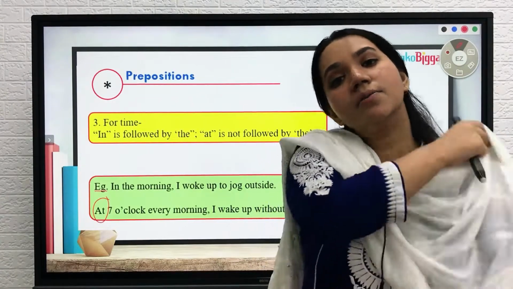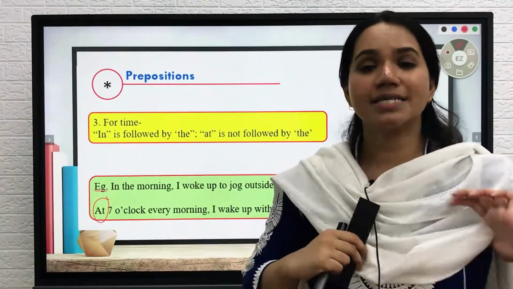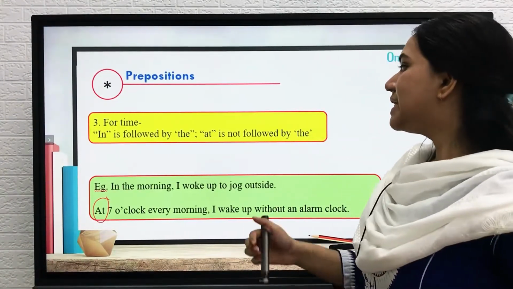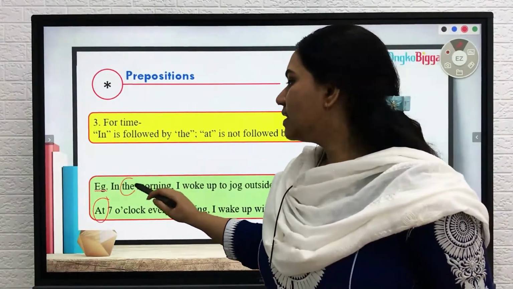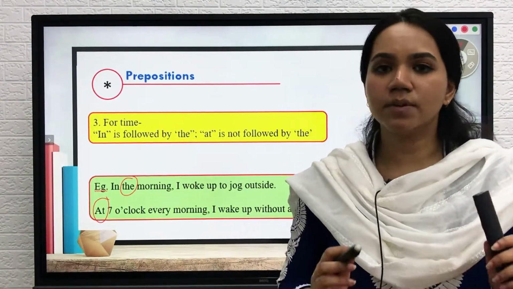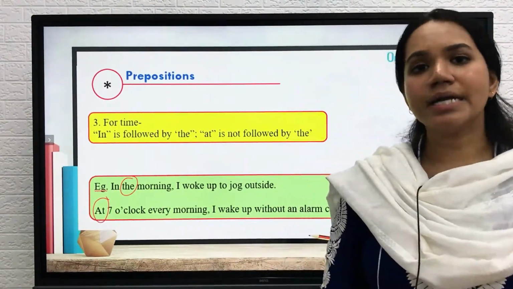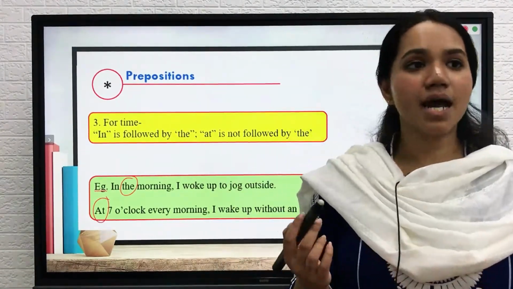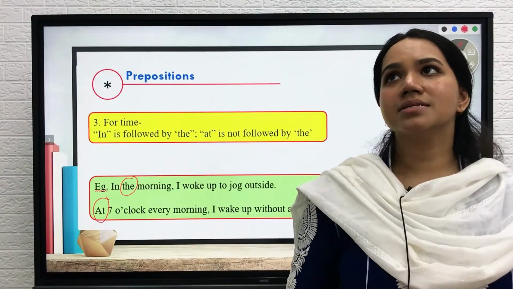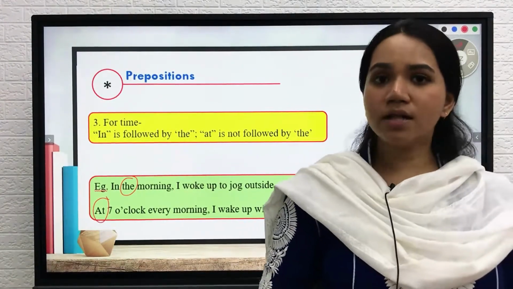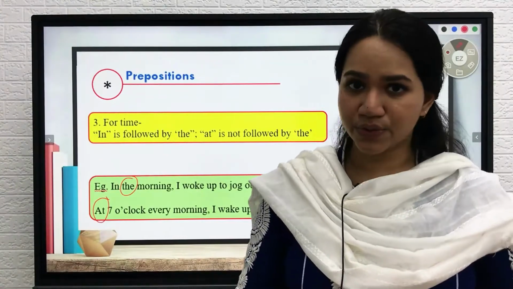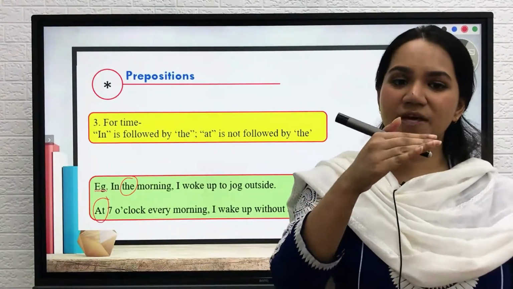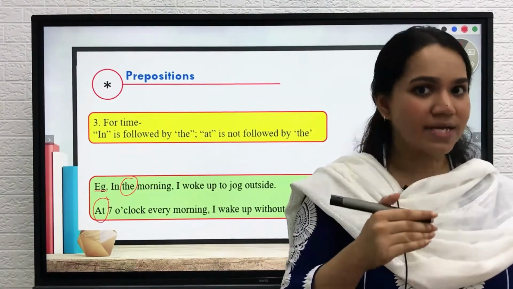If I say in the morning, then in the night, in the midnight, these are also correct. Why? Because in must be followed by the. If I say in morning, that will be wrong as well. Okay? Morning is a very vague term. It's not a specific term. Yes, morning means the time between, let's say, 6 a.m. till 12 p.m. in the noon, right? So in between these hours, there are so many specific timelines that we could have expressed, but we did not.